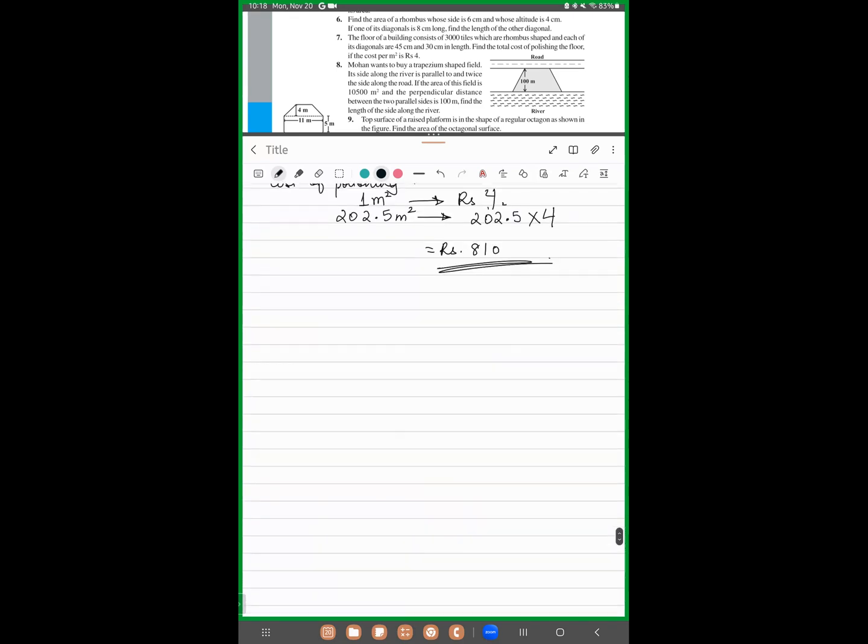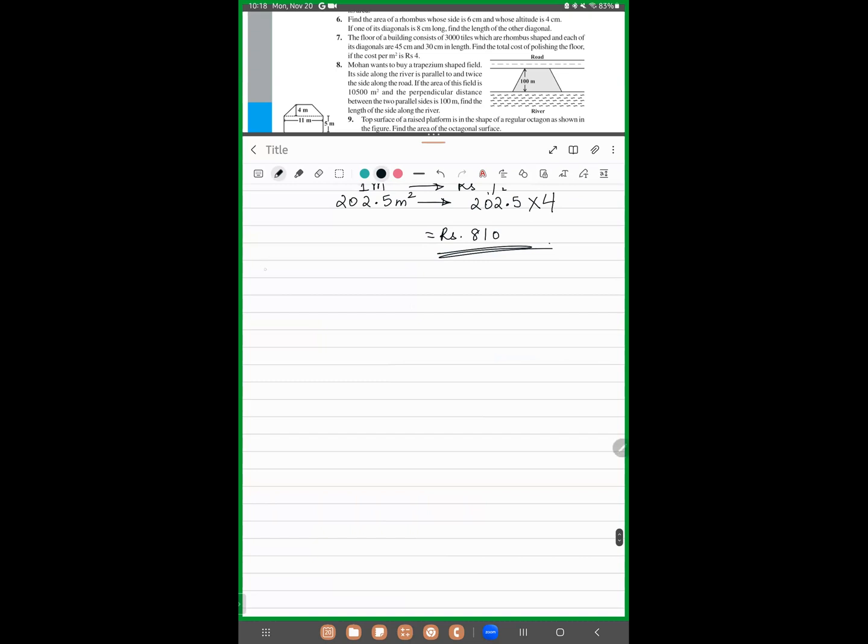Next question. Read it. Mohan wants to buy a trapezium-shaped field. Its side along the river is parallel to and twice the side along the road. If the area of this field is 10,500 meters square and the perpendicular distance between the two parallel sides is 100 meters, find the length of the side along the river.